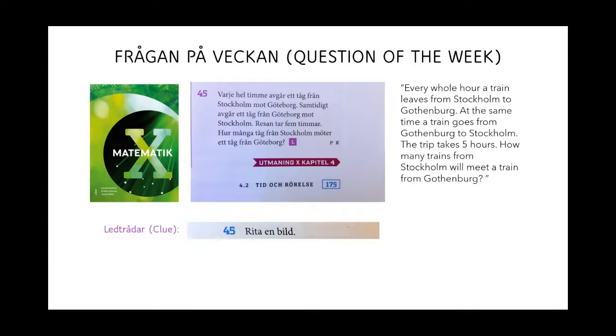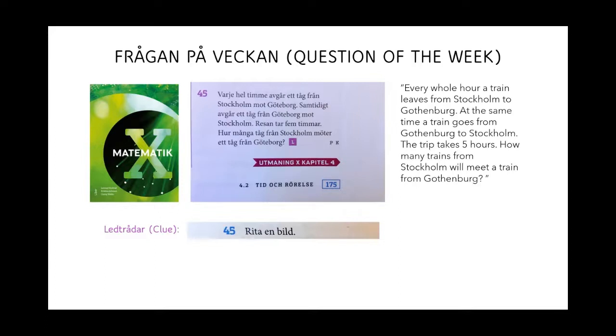And in English it says that every whole hour a train leaves from Stockholm to Gothenburg. At the same time, a train goes from Gothenburg to Stockholm. The trip takes 5 hours. How many trains from Stockholm will meet a train from Gothenburg?